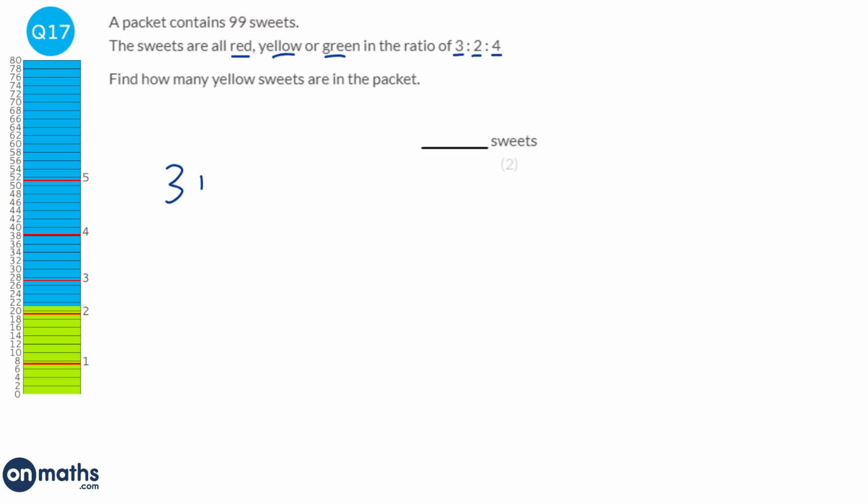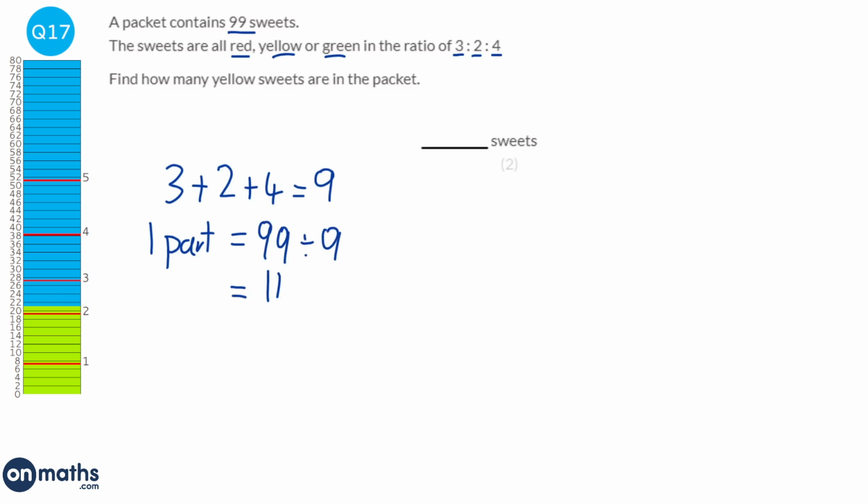So to work out how many parts there are altogether, we do 3 plus 2 plus 4, which is 9 parts. So there's 9 equal piles of sweets. Okay, but to work out what one part or one pile of sweets is worth, we're going to get the 99 sweets and divide it by the amount of piles, and that's going to be 11. So one part is worth 11 sweets.